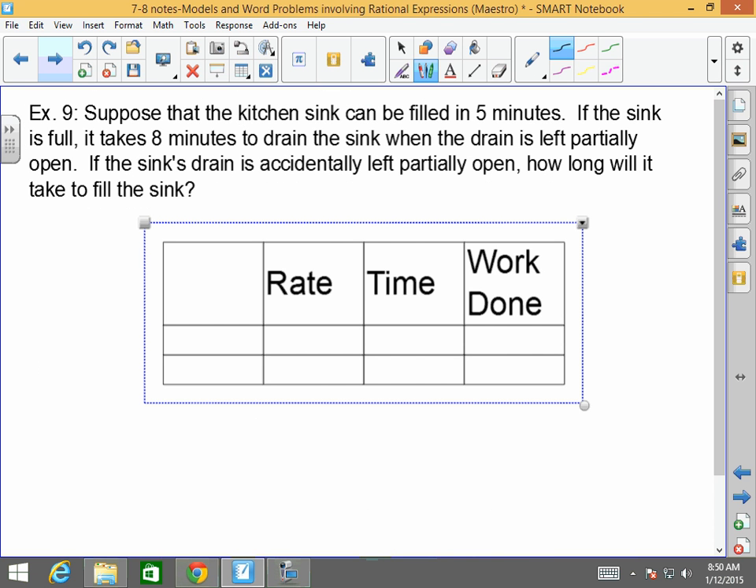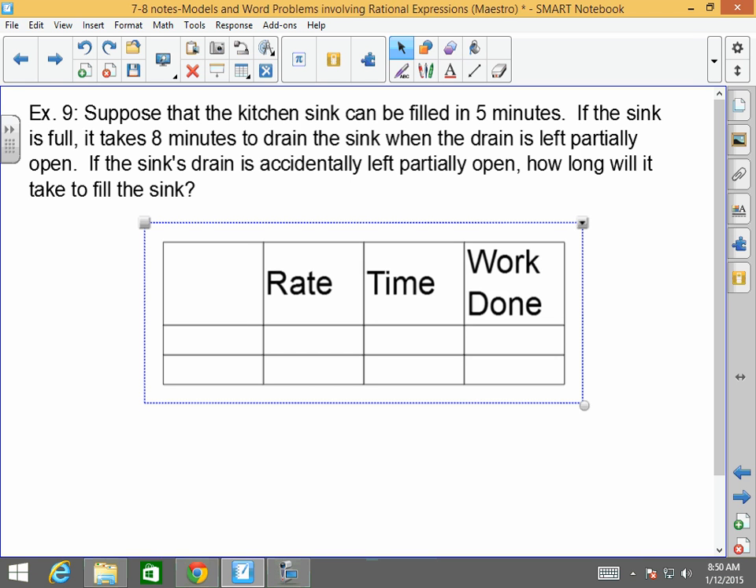Number 9. Suppose that the kitchen sink can be filled in 5 minutes. If the sink is full and it takes 8 minutes to drain the sink when the drain is left partially open. If the sink's drain is accidentally left partially open, how long will it take to fill the sink?